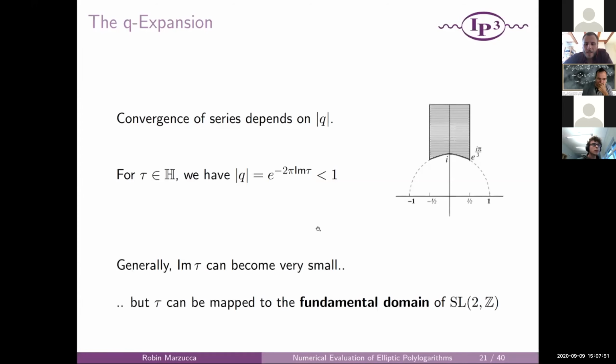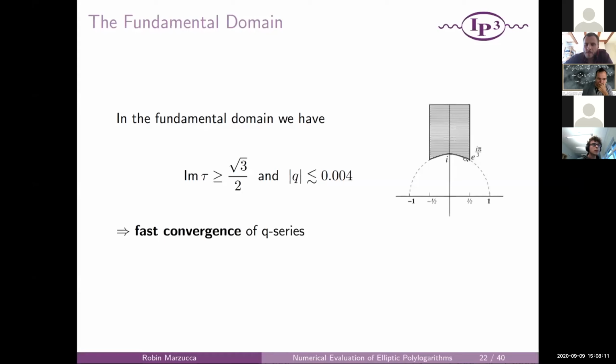So luckily, we can use modular transformations to shift any tau in the upper half plane into the fundamental domain of SL2C, which is this shaded area up here, which continues on to i infinity. And of course, once you've done this, the smallest imaginary part you can possibly get is at this edge down here. So the imaginary part of tau will always be at least square root of 3/2, which means that the modulus of Q will be smaller than 0.004, roughly. So this is very good for the convergence of the Q series.